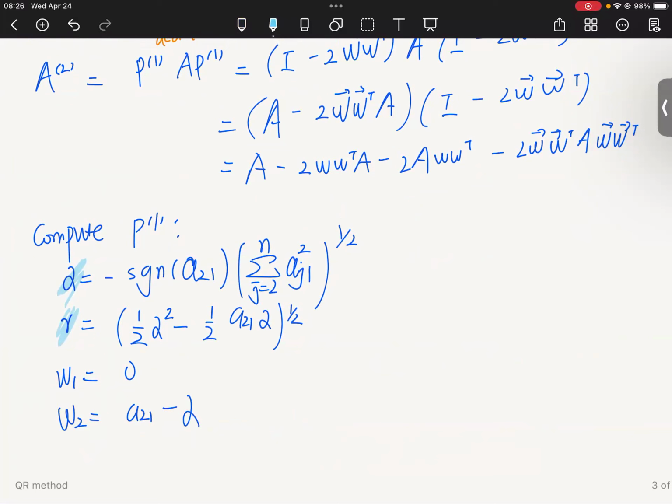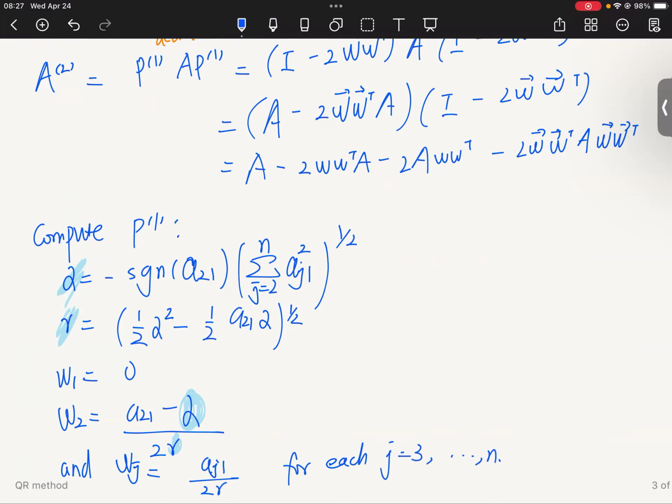So if you take a look at what we have here, these are the intermediate values we just calculated, divided by 2R, and then there's another intermediate. That is the middle value there. We just calculated alpha and R. And what is WJ? WJ equals AJ1 divided by 2R, for each J equals 3 to N. So now we have N equals 4, right?